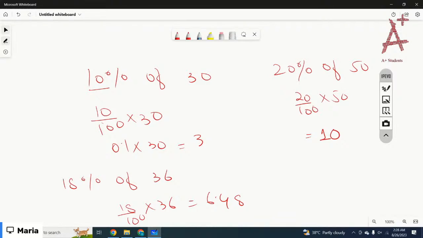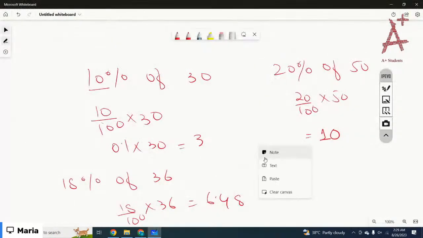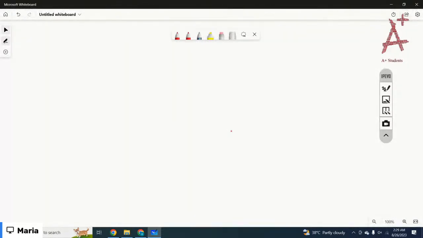Okay, the next one is 67% of 112. So you have to do 67 over 100 times 112. Let's just divide and then multiply. 67 divided by 100 is 0.67, and 0.67 times 112 is 75.04. That means 67% of 112 is 75.04, right?